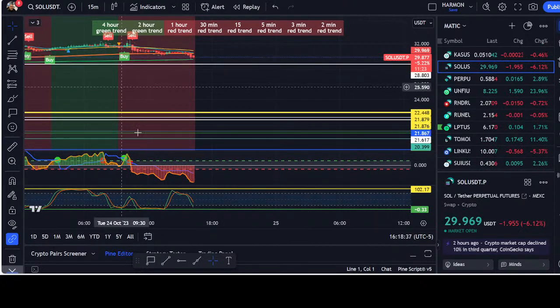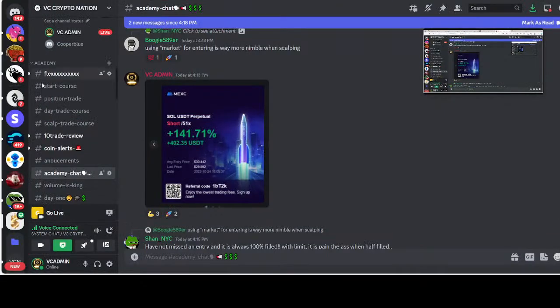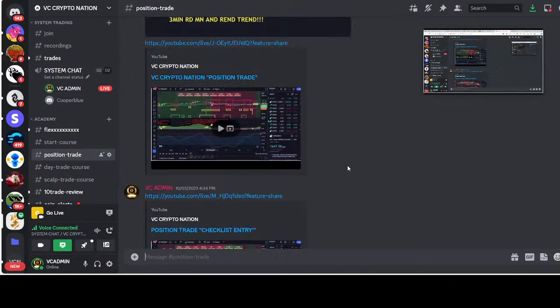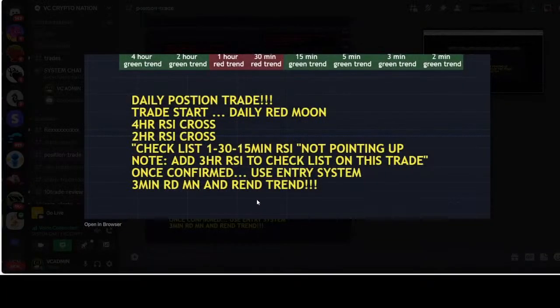Now, what we have here overall is there'll be some bounces here. We'll let it bounce. But okay, let's go back and take a look at our basics for a position trade, right? What we want on a position trade is a 4-hour cross. The big one that we have is the daily position trade, so it's on a daily red moon, 4-hour cross, 2-hour cross, checklist. The checklist goes for every single trade.